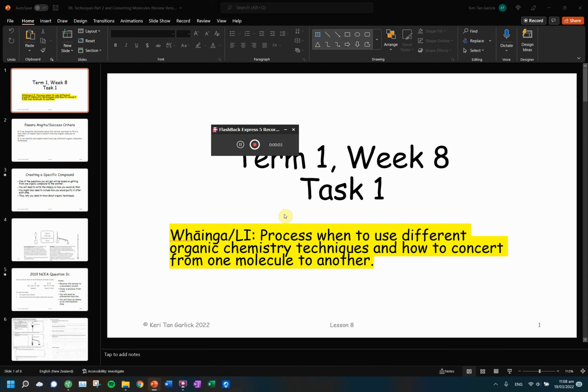All right, kia ora. Here is the first remote task for week number 8. I know this week you will be allowed on site. Each year level has their own day. So since you guys are year 13s, you will be on Friday.